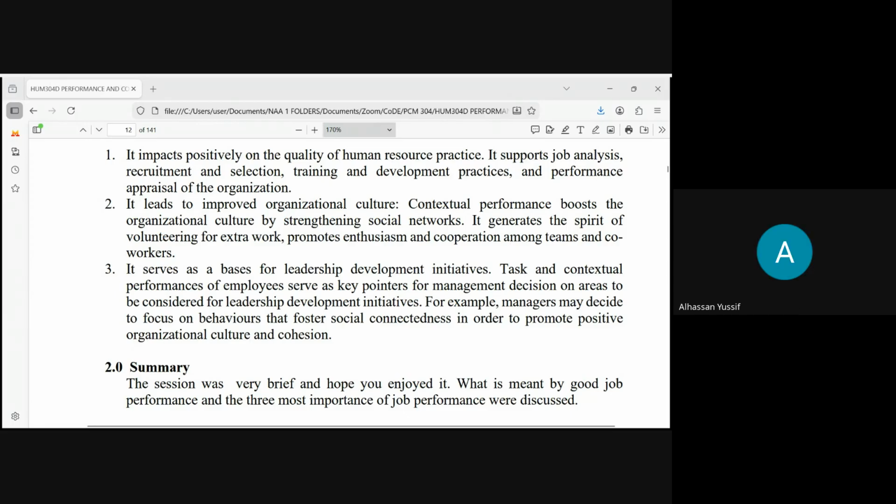Madam, please, am I the only one that is not seeing your screen? Please, can you see my screen? Yes, we can see it. Okay, so please check and see why you are not seeing my screen. I'll go off and come back.